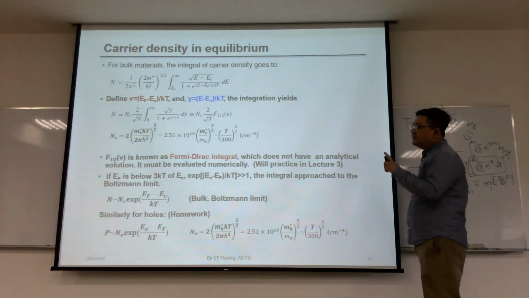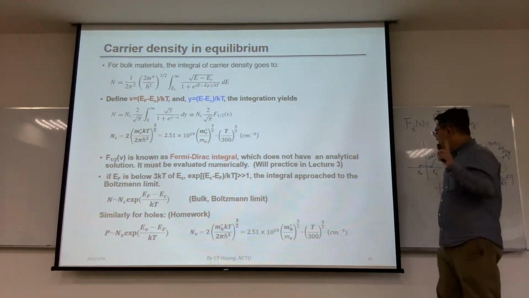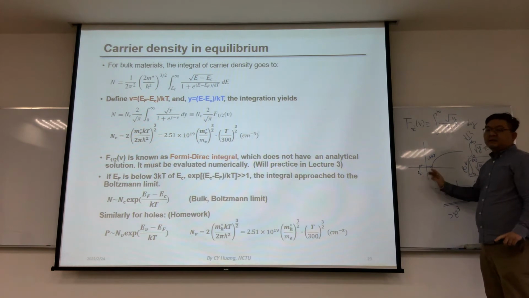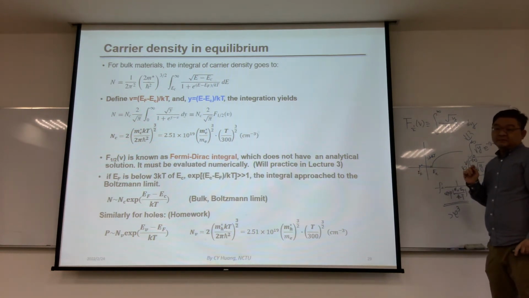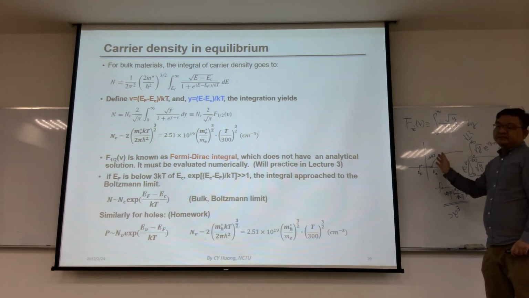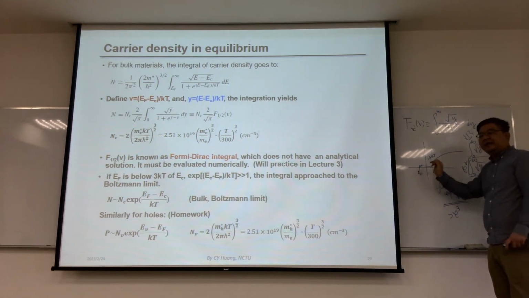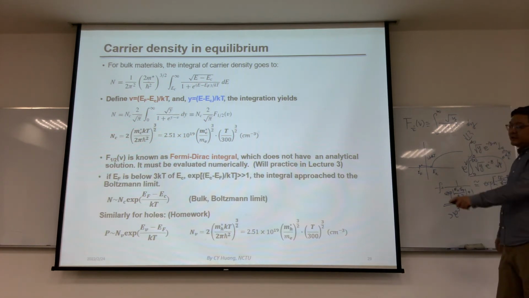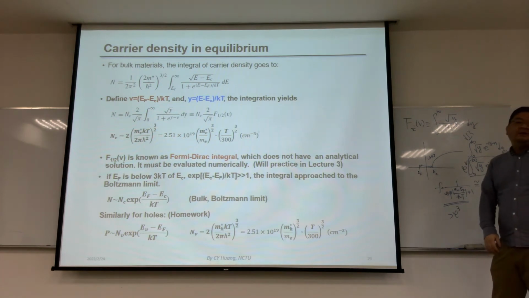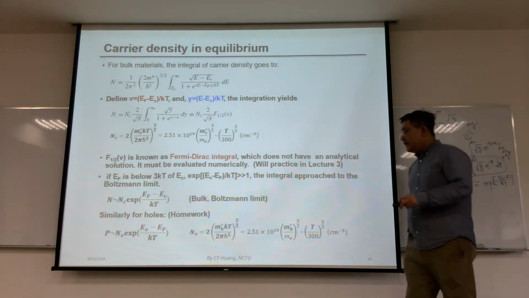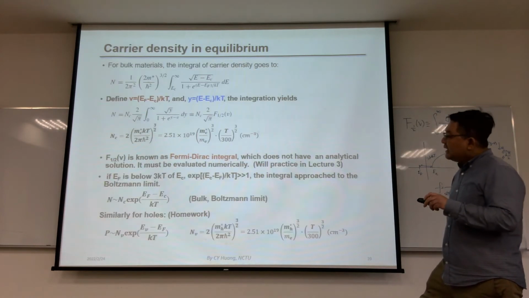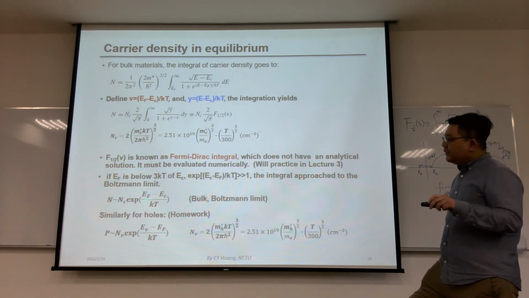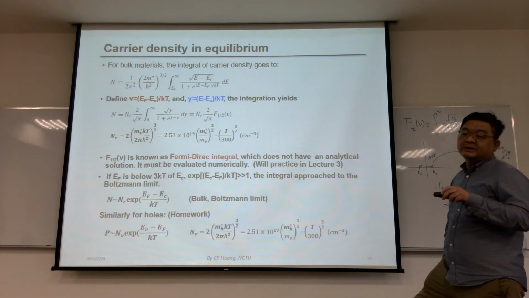But remember, while you use that, you need the mindset that this is under the assumption that EF is much lower than EC. In the next class, we will see what happens if you have a high carrier density when EF is approaching EC. This relation doesn't hold. We also need numerical methods. Anyway, under equilibrium, since EF is far below EC, we can have the exponential form of the carrier density.